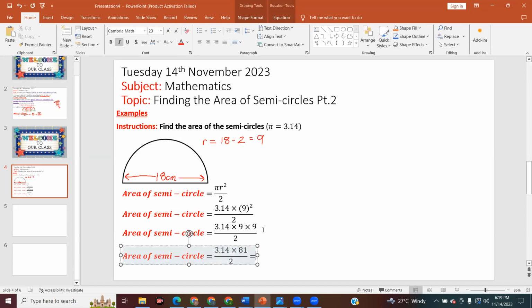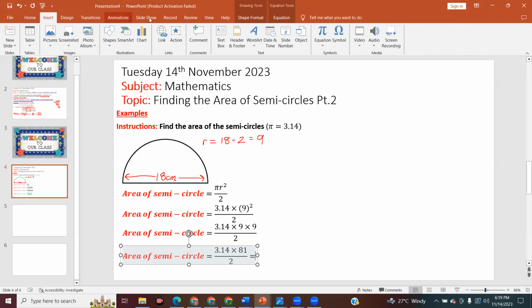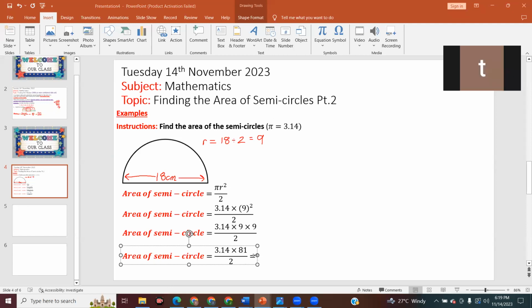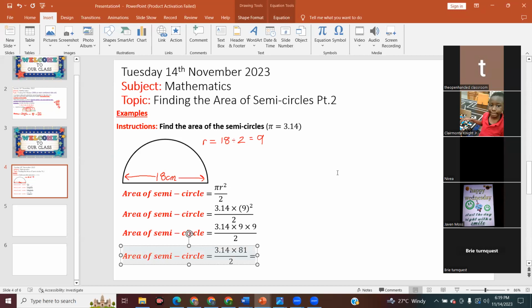Yes, sir. Or I need to teach that too. Y'all know how to multiply those two numbers? Yeah, so you don't have to teach. You sure? Yes, sir. Okay. So now 3.14 times 81 is what? What did y'all get when you multiply it?